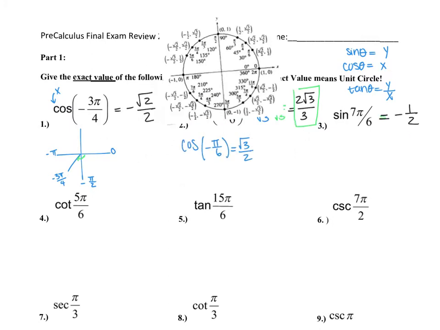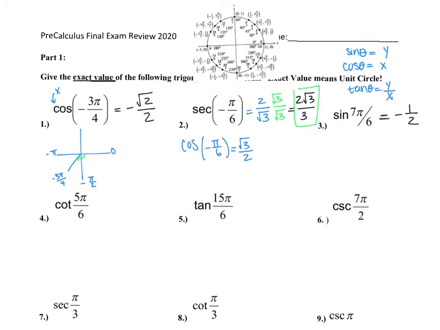All right, let's take a look at our next problem here. So we have cotangent 5π/6, and so when we're talking about cotangent, it is the reciprocal of tangent. So first, let's take a look at tangent. So tangent is y over x. So cotangent would have to be x over y, is what I can think about it first.